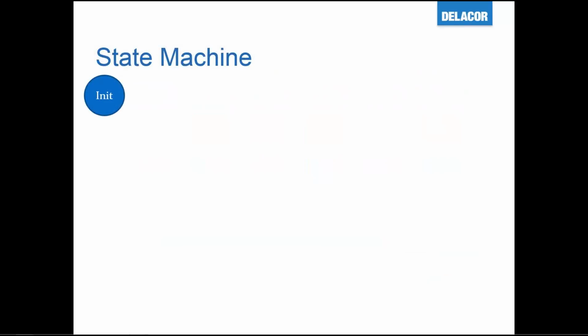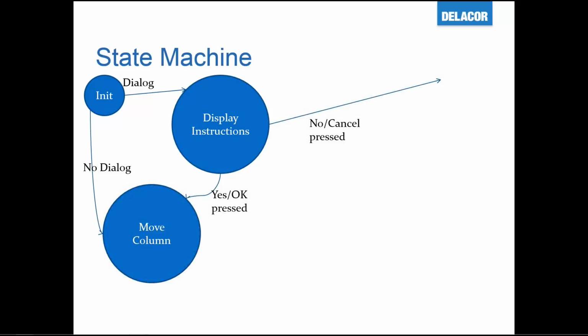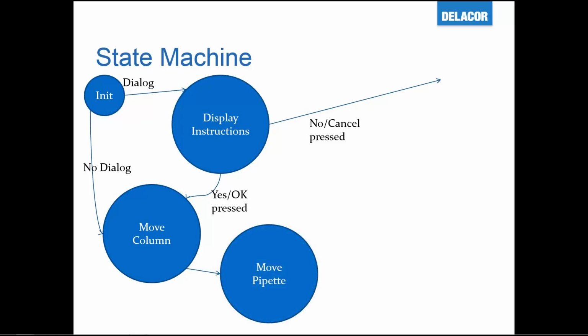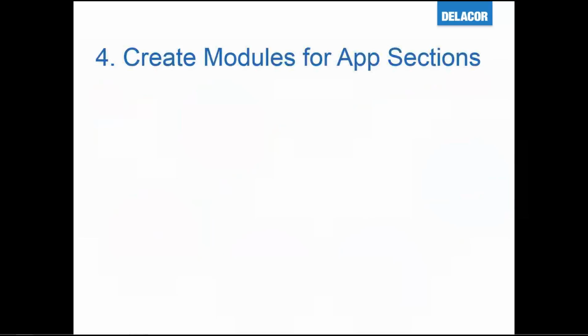So the look of the state machine, and I'm simplifying this, of course, we had a lot more columns than those, but just in a general, high-level view, our state machine would initialize, would decide if there was a dialog to be displayed to the operator or not. If the dialog needed to be displayed, then we would display the instructions. If there was no dialog needed, we would move directly to check if the column needed to be moved. And then from moving the column, we would check if the pipette would need to be moved. Obviously, one of the options we had was no movement at all. Then we would go to the syringe, the other syringe, and then we were done. And this was specified at every row on the Excel spreadsheet.